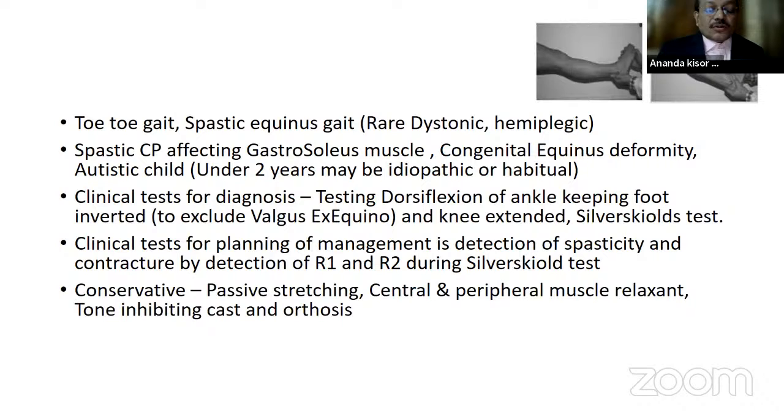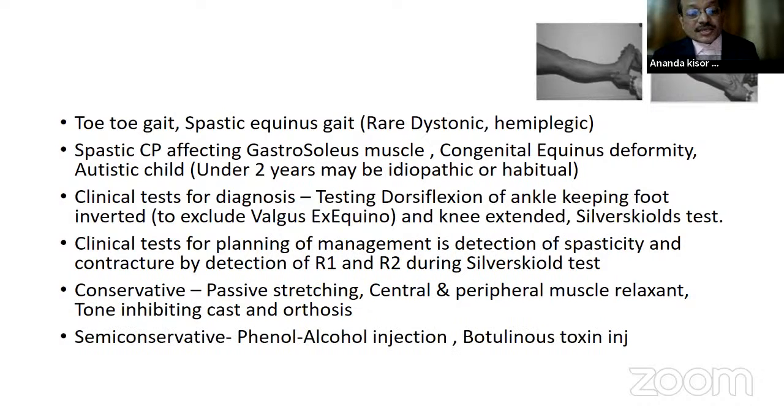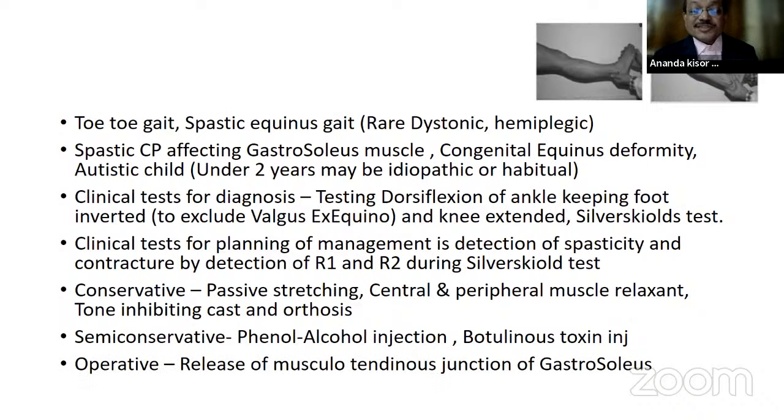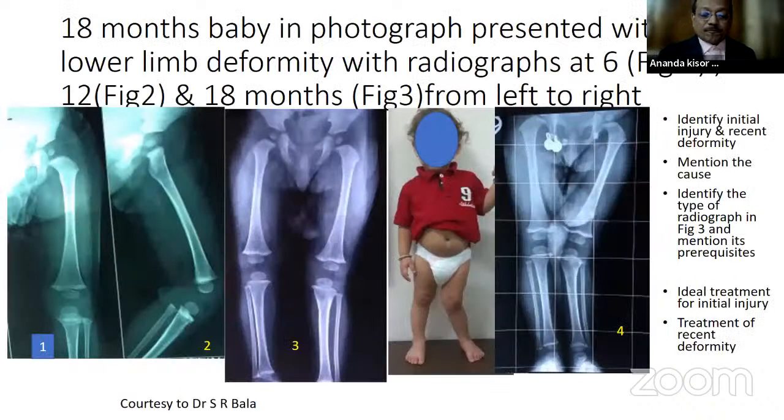Okay. Now, what is the treatment? Conservative treatment is passive stretching or central and peripheral muscle relaxation, tone-inhibiting cast, and orthosis. Semi-conservative is the phenol alcohol injection, I've already stated, or botulinum toxin injection. Operative is release of the musculotendinous junction of the gastrosoleus, the Strayer's technique.